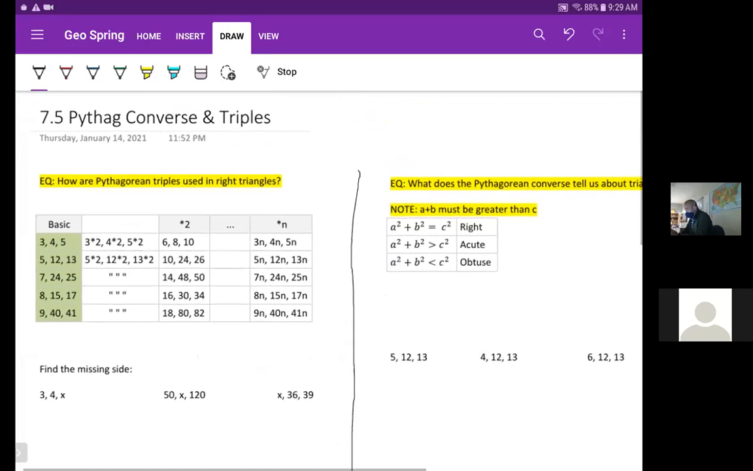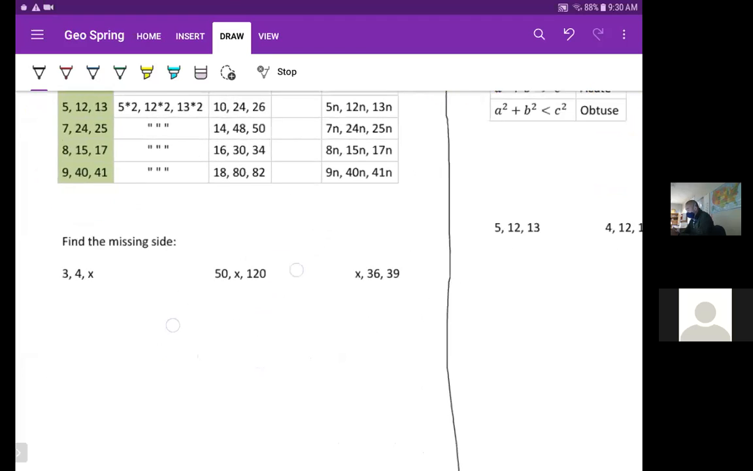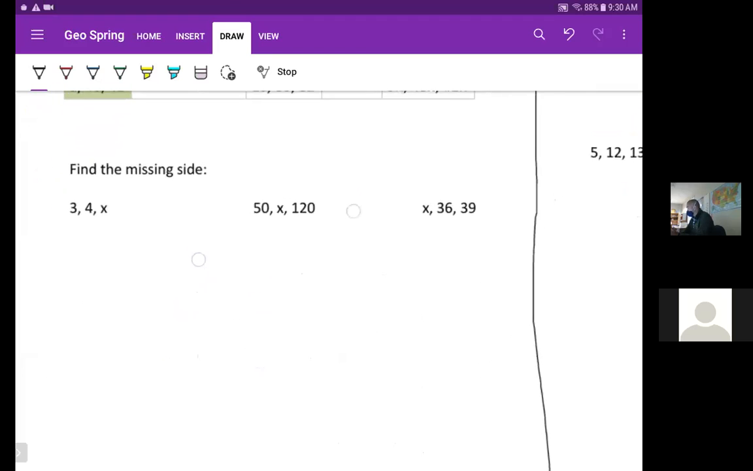So this is 7.5, Pythagorean converse and triples. Pythagorean triples, this is a shortcut. Whenever you have a right triangle, you can use this. So you can use the Pythagorean theorem.